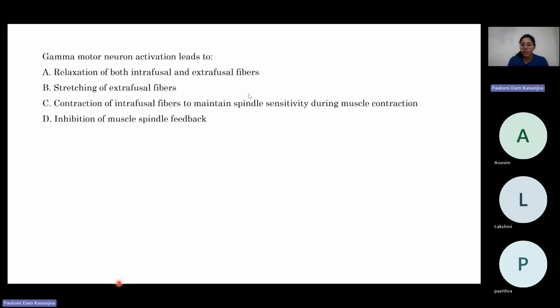Okay. See, anyone else? Easy, right? These are easy questions. Pretty much. See, you are contracting the muscle fibers to maintain the spindle sensitivity.